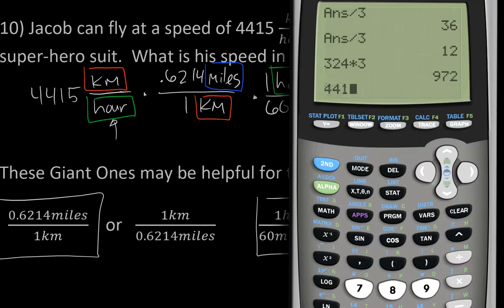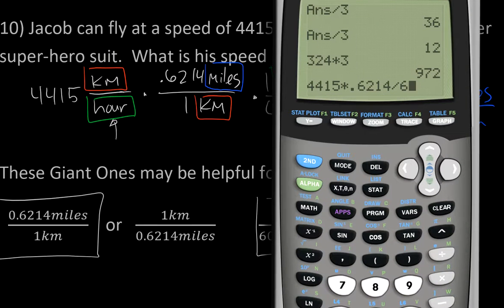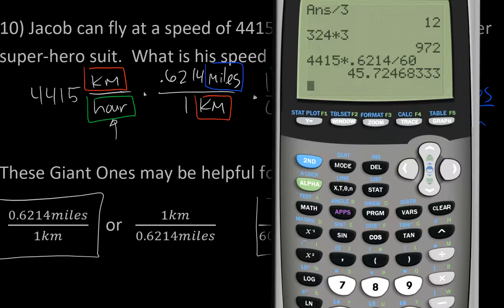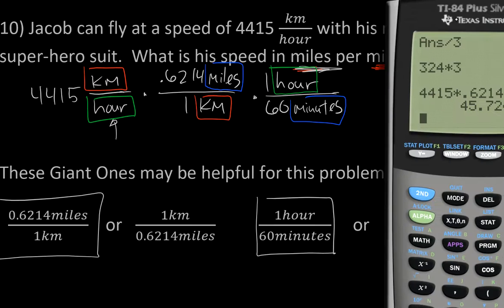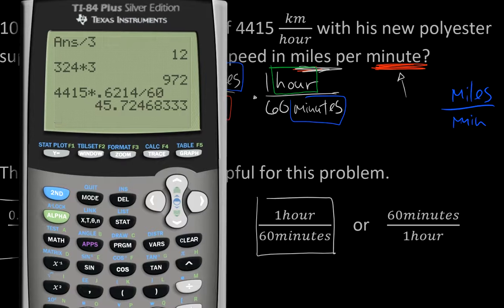So here's 4415. I'm going to multiply that by 0.6214, and then I'm going to divide it by 60, it's a 60 in the denominator. And when I do that, I get that our friend Jacob in his new superhero suit is flying around at the whopping speed of 45.72 miles per hour. Whoa, get back over here. So this is 45.72 miles per hour.